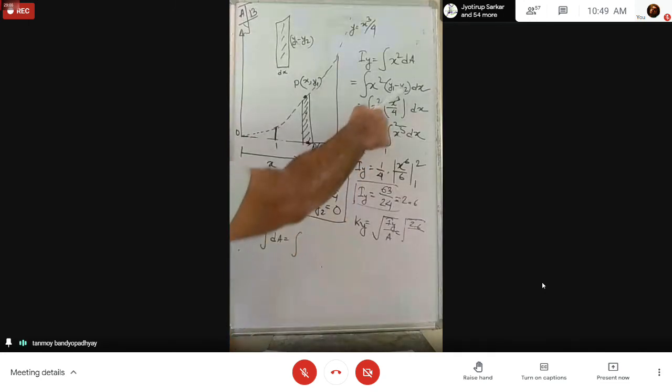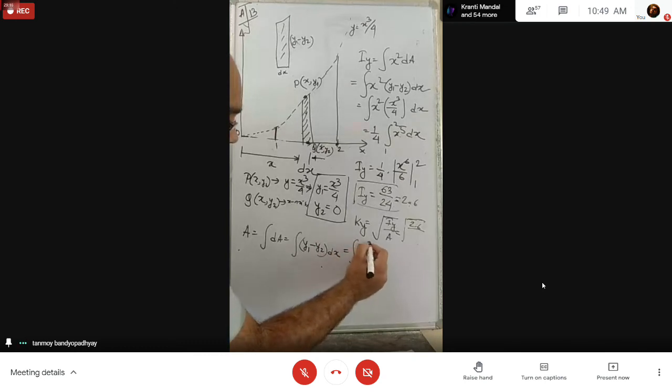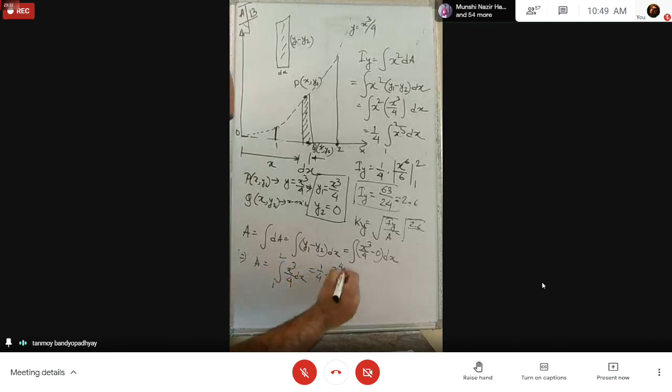So dA was y1 minus y2 into dx. So y1 is x cubed by 4 minus 0. So that is the integration of x cubed by 4 minus 0 into dx. So A will be equal to the integration of x cubed by 4 into dx, where x varies from 1 to 2. So 1 by 4, x to the power 4 by 4, varies from 1 to 2.